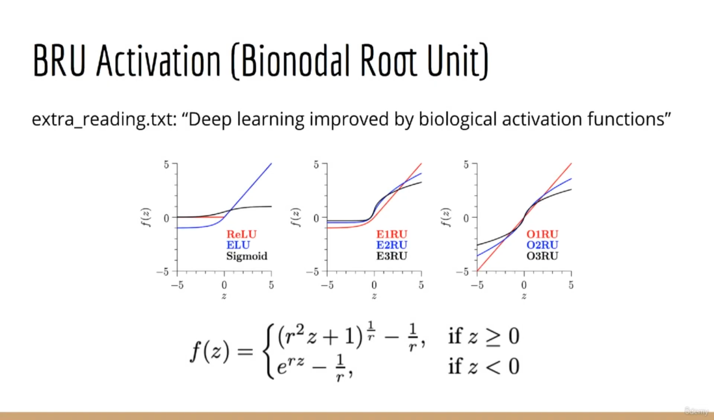Some work has been done to experiment with activation functions that more accurately model the frequency characteristics of real neurons, such as the BRU, but as a whole they haven't yet caught on in the deep learning community. I've attached the paper on the BRU to extrareading.txt in case you want to check it out. The author reports that the BRU activation function led to better results than the ReLU and the ELU, so it may be something worth trying in your own project.